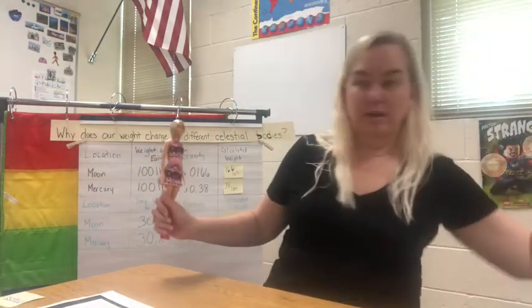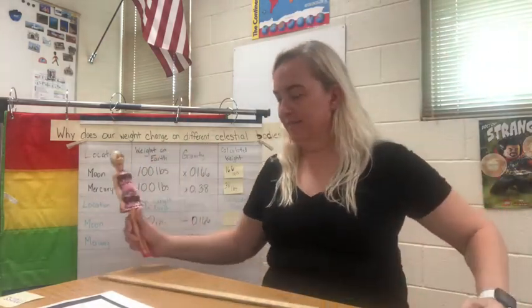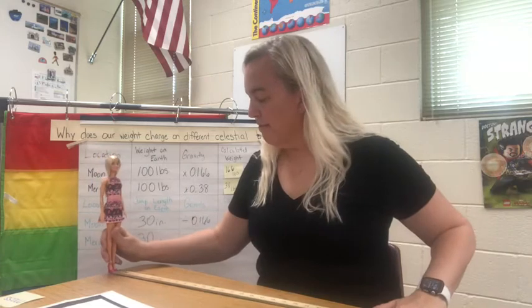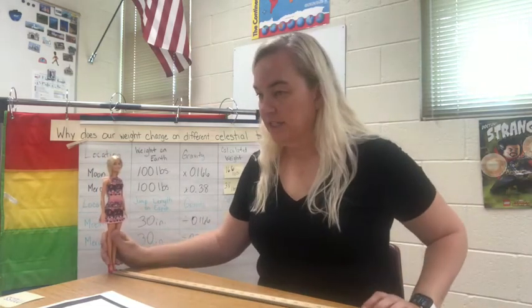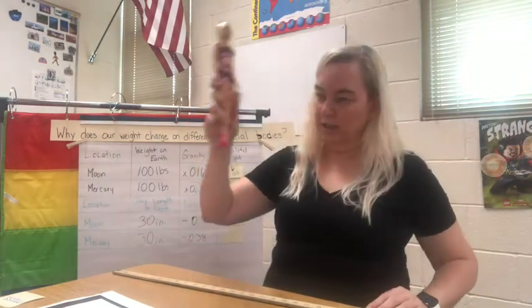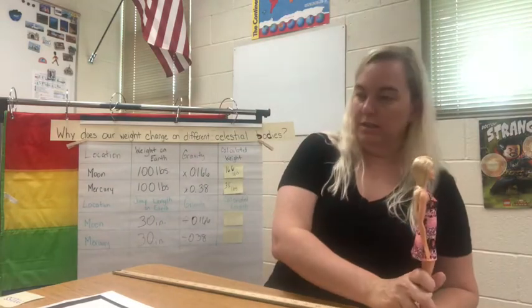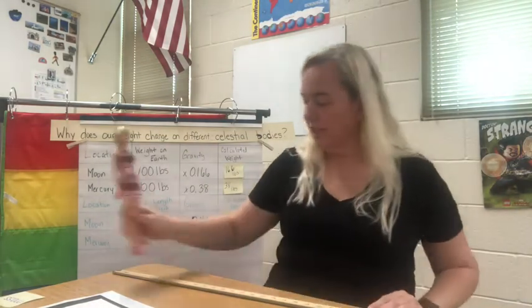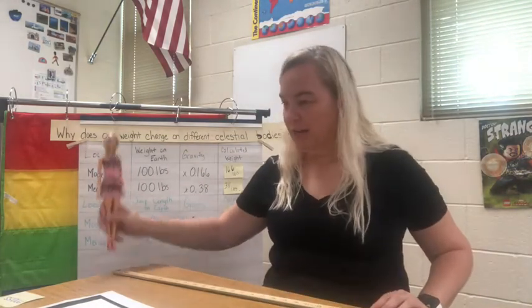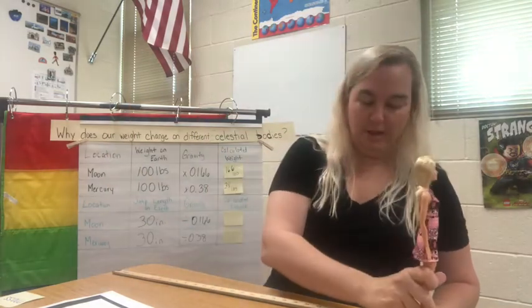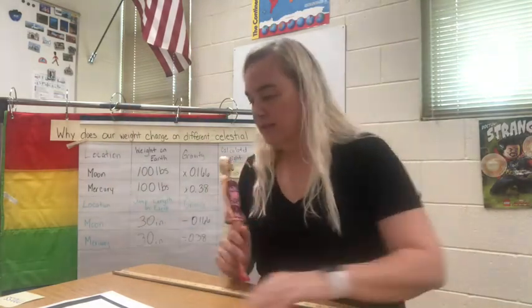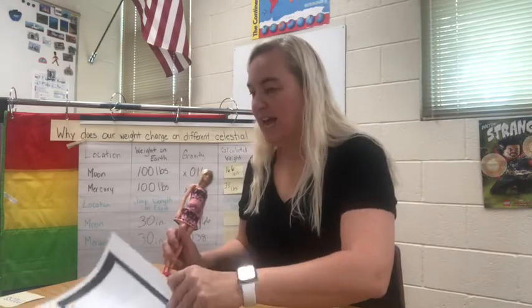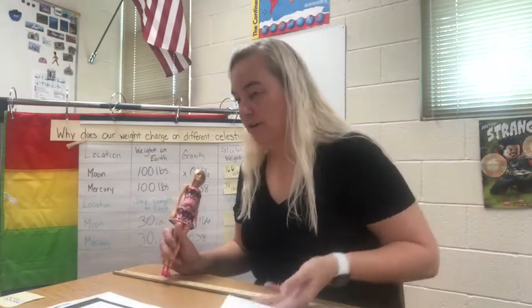Okay? So I have my yardstick. Thank you. Barbie's going to jump. Ready? Here she goes. Woo! Oh, that was one try. She got a 30. Okay, let's try again. Ready, Barbie? Woo! Up, 30. So Barbie is only able to jump 30 inches on Earth.